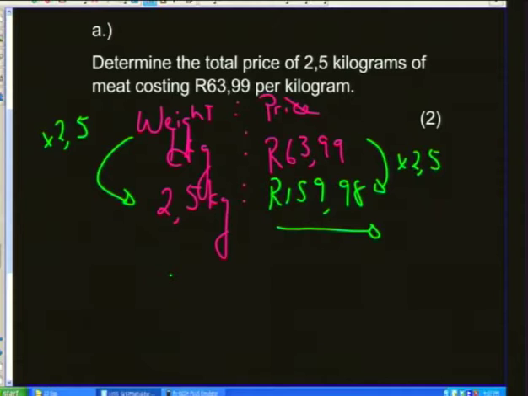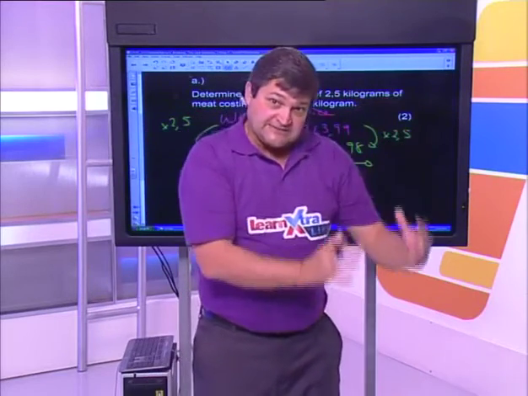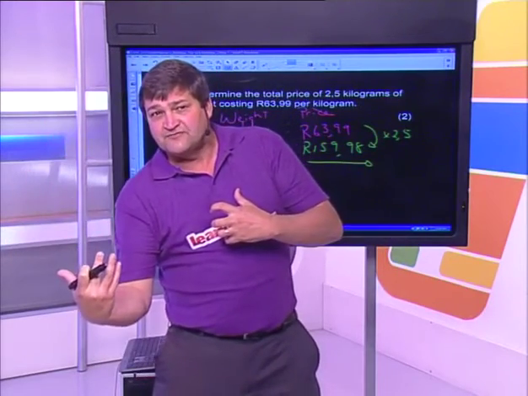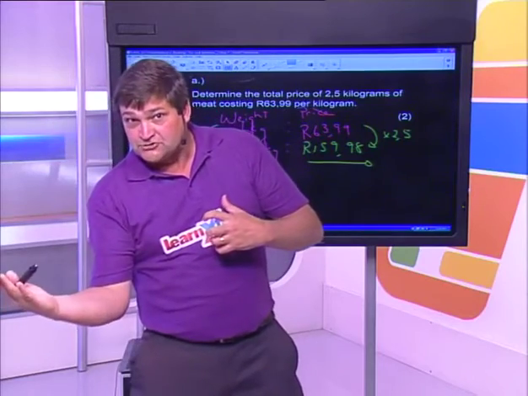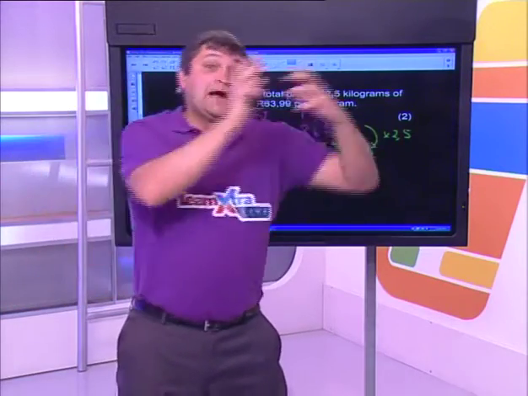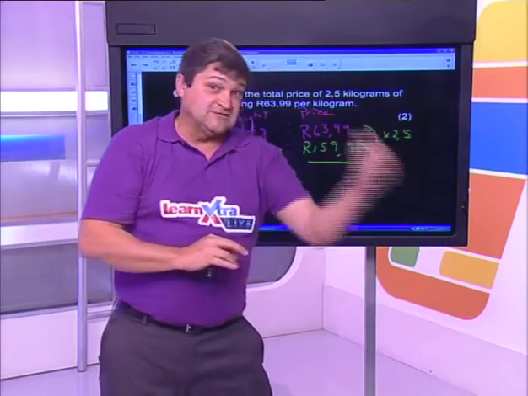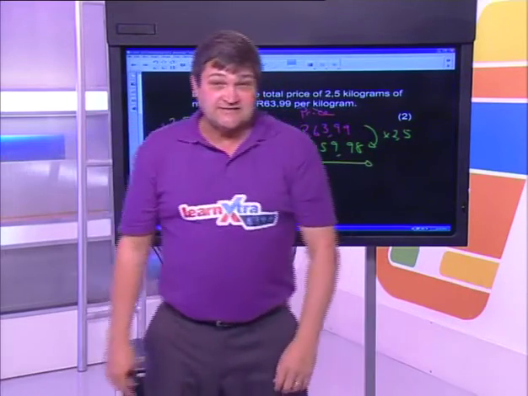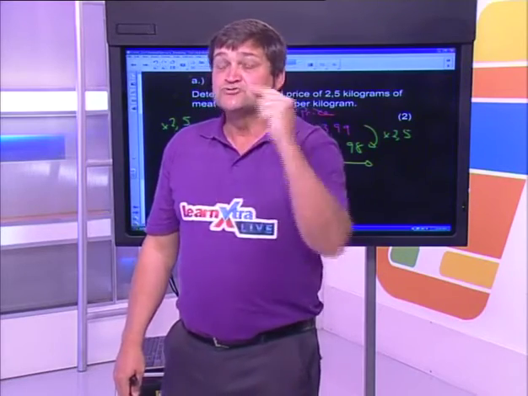The question is easy. It's the method that we've got to understand. So did you see what I did? I said we've got kilograms and we've got rands. I'm going to put all my kilograms under each other and all my rands under each other. If I know the price of 1 kilogram, I can work out the price of 2,5 kilograms. How? By multiplying by 2,5, and what I do to one side, I do to the other side. So I also multiplied the other side by 2,5, and we got our answer of 159 Rand and 98 cents. Remembering we have to round to 2 decimal places. Why 2? Because we're dealing with money.